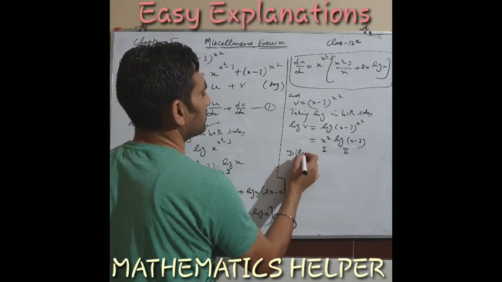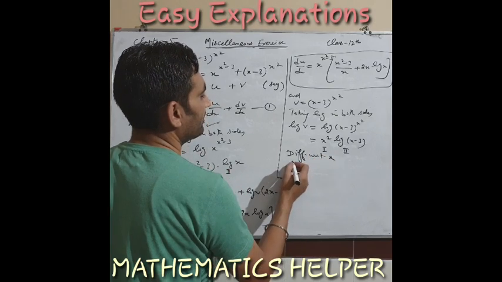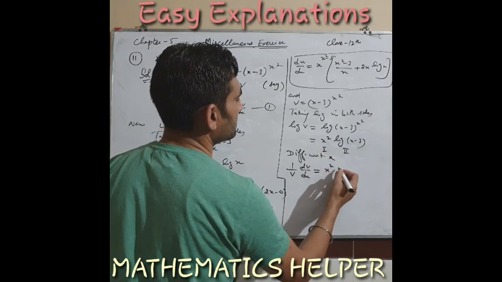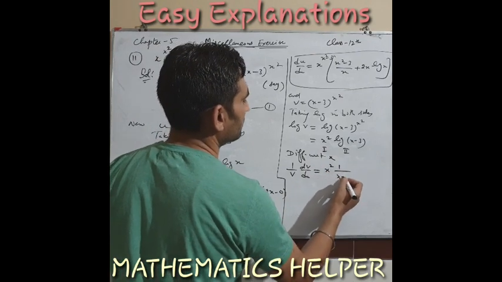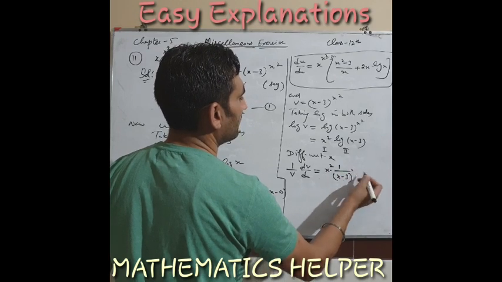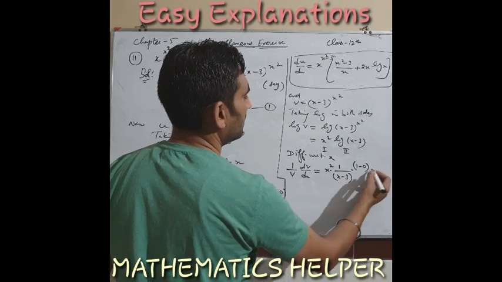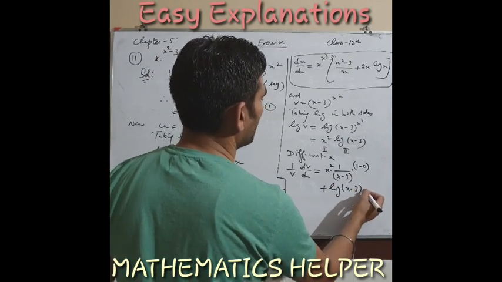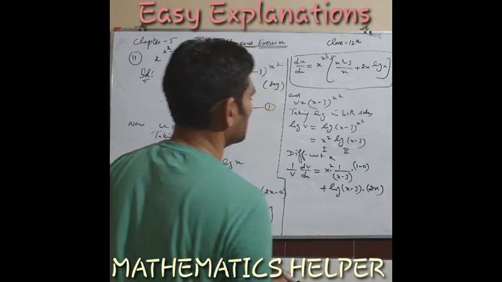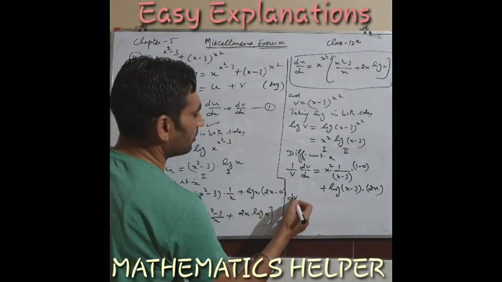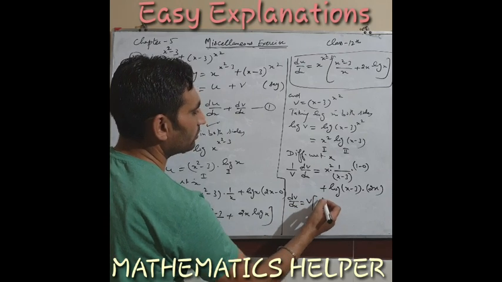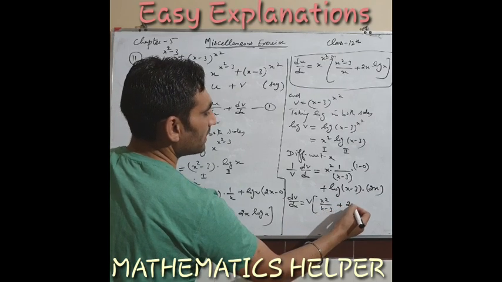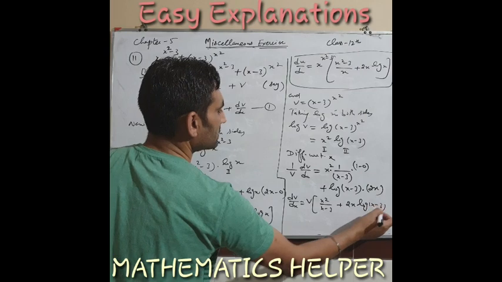Now write the derivative. Differentiating with respect to x, 1/v dv/dx for this, and the first part as it is, x², derivative of log (x − 3) is 1/(x − 3), then derivative of x − 3 is 1 − 0, then plus second part as it is, log (x − 3) as it is, derivative of x² is 2x. So dv/dx, shifting v there, is v into x²/(x − 3) plus 2x into log (x − 3).